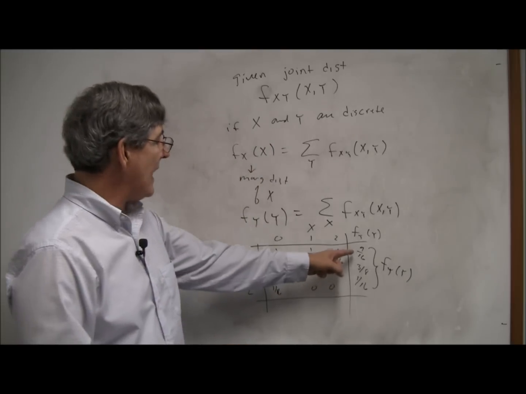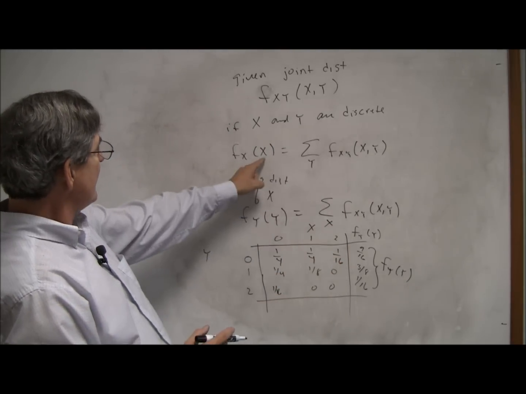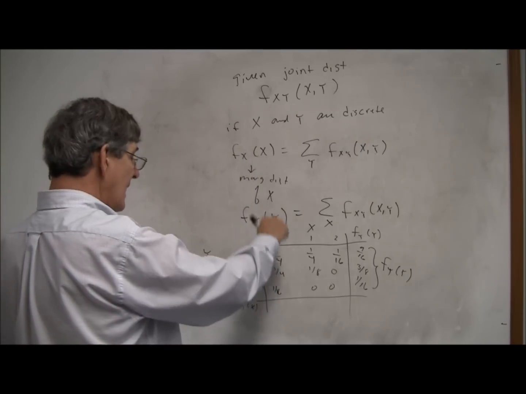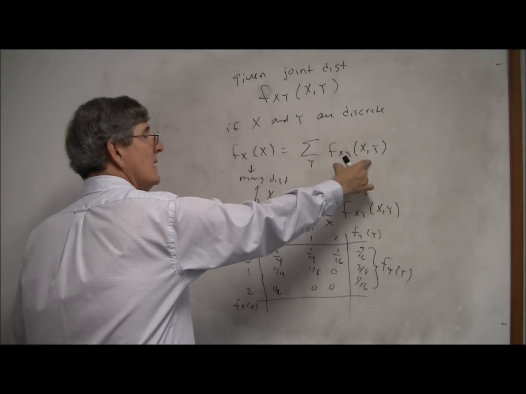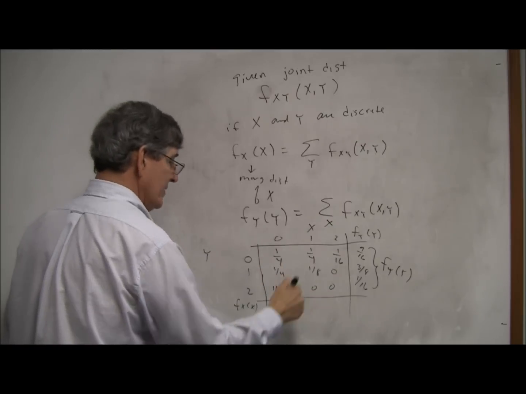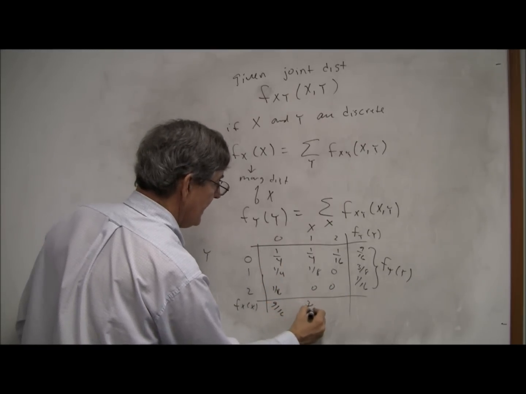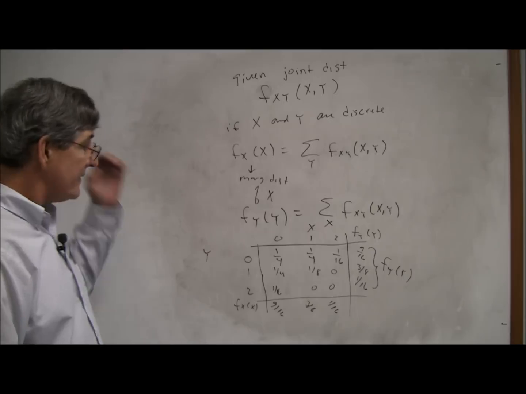All of these things together are fy of y. A second ago I said that was fy of y. That's part of it, but it's all those together. To get the marginal for x, fx of x, I sum over the y's. So this is the sum over the y's of the joint distribution. So I get the same numbers again, 9/16, 3/8, and 1/16. And these numbers down here are fx of x.